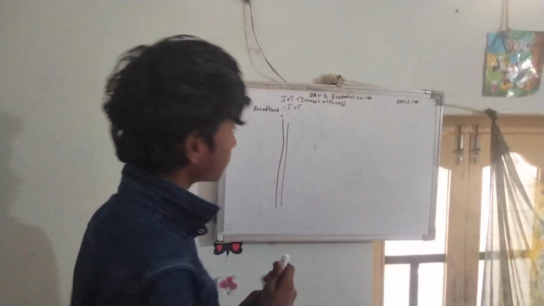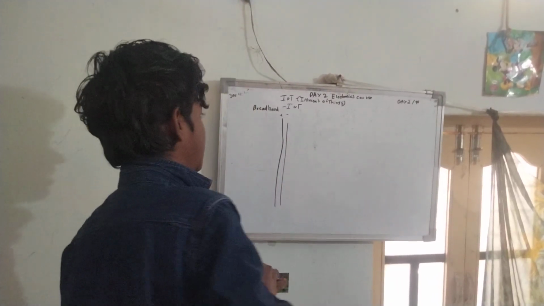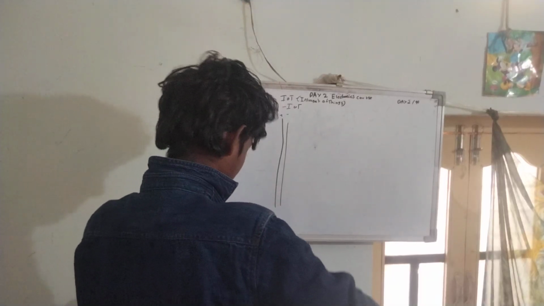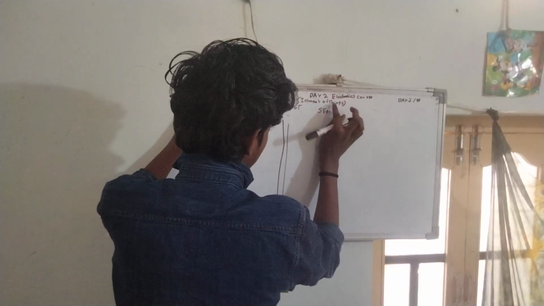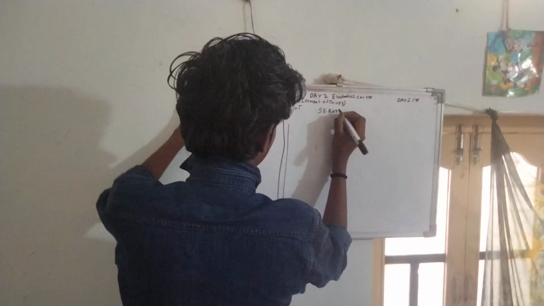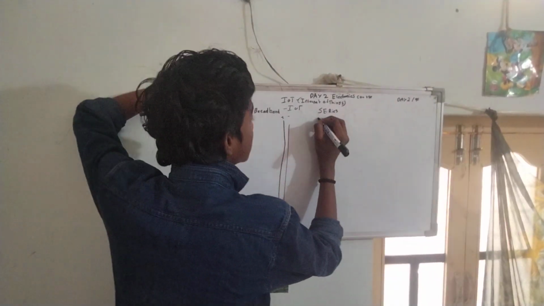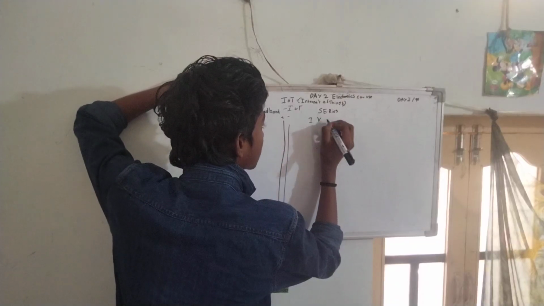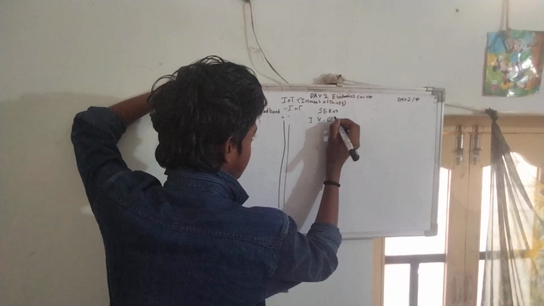Now we go for the 2 important connections in battery connections. First, series connection. What is the series connection? Series connection is nothing but which increases the voltage, but the current capacity stays the same.